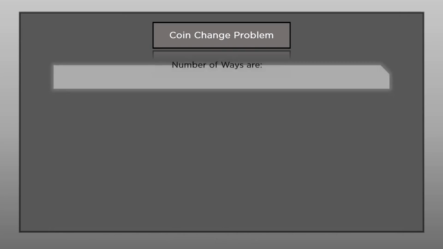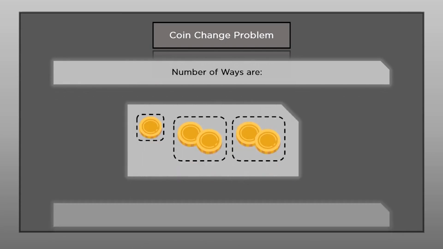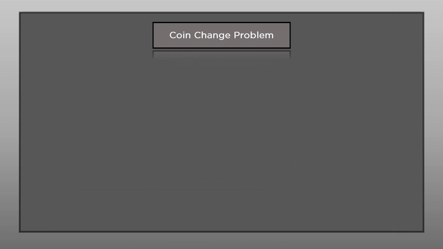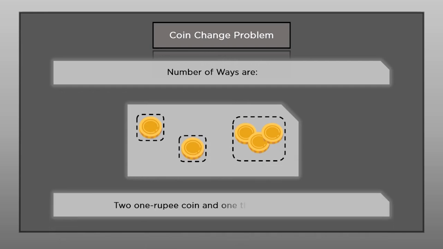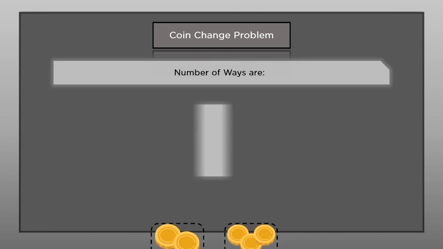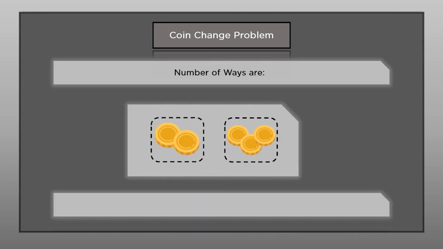The third way of doing it is using 2 1 rupee coins and 1 3 rupee coin. The fourth way is to use 1 2 rupee coin and 1 3 rupee coin. And the last way is using 1 2 rupee coin and 1 3 rupee coin. There is no other way to make the number 5 using 1, 2 and 3 rupee coins. So in total we have 5 ways to make weight equal to 5 using these coins.